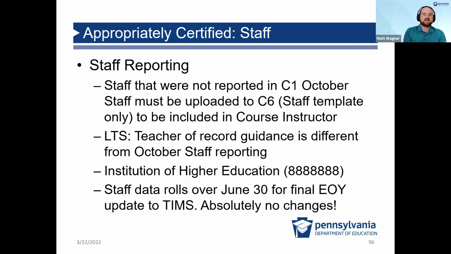For staff reporting, staff that are not reported in C1 should be reported in C6 staff updates to be included for course instructor, which is where your appropriate certification pulls. Long-term subs, as we talked earlier, if they're going to be the teacher of record, they need to be in. Institution of higher learning will be used as teacher of record for those courses where they're used.